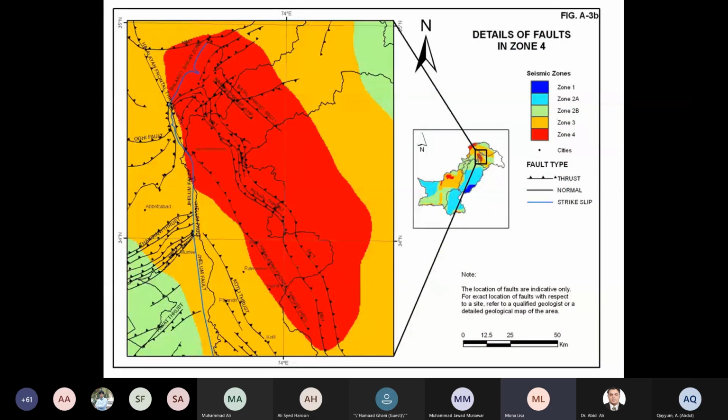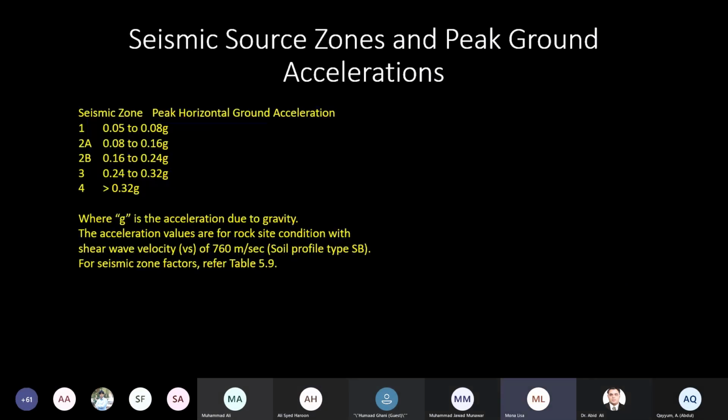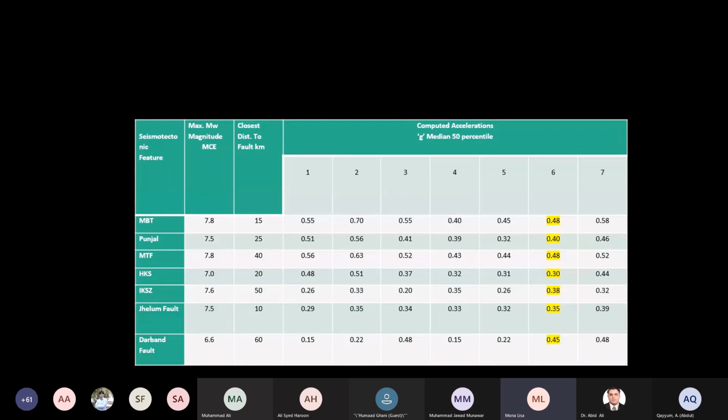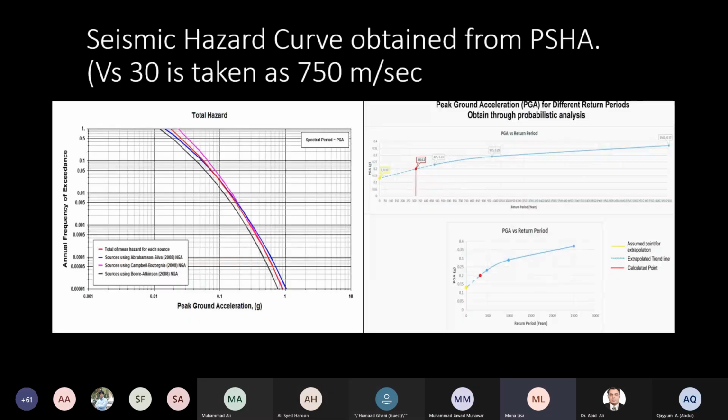Now this is another more detailed picture which is showing the fault zones and seismic hazard map of Islamabad and its nearby region. Values of seismic zones and peak ground accelerations, and then these are the results: faults, their respective types and their respective magnitudes which they can generate in the near future. Then these are the results of peak ground accelerations of active faults which are mainly surrounding our capital city.